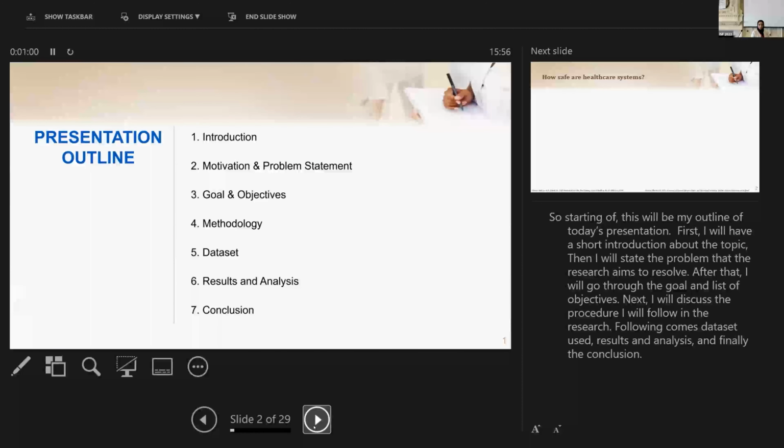So this is the outline of today's presentation. First, I'll give a short introduction about the topic, and next is the problem that this research aims to resolve. After that are the goals and objectives. Next is the methodology, dataset, results and analysis, and finally the conclusion.